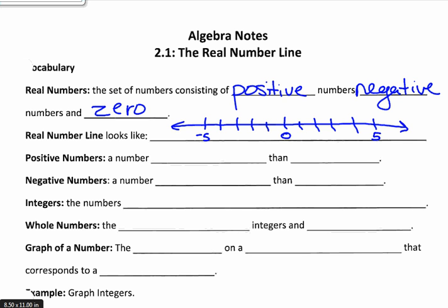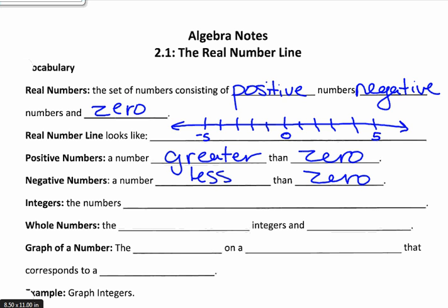Positive numbers are numbers greater than 0. So positive numbers, 7, 25, 100. Negative numbers, on the other hand, are less than 0. So negative 4, negative 8, negative 12.